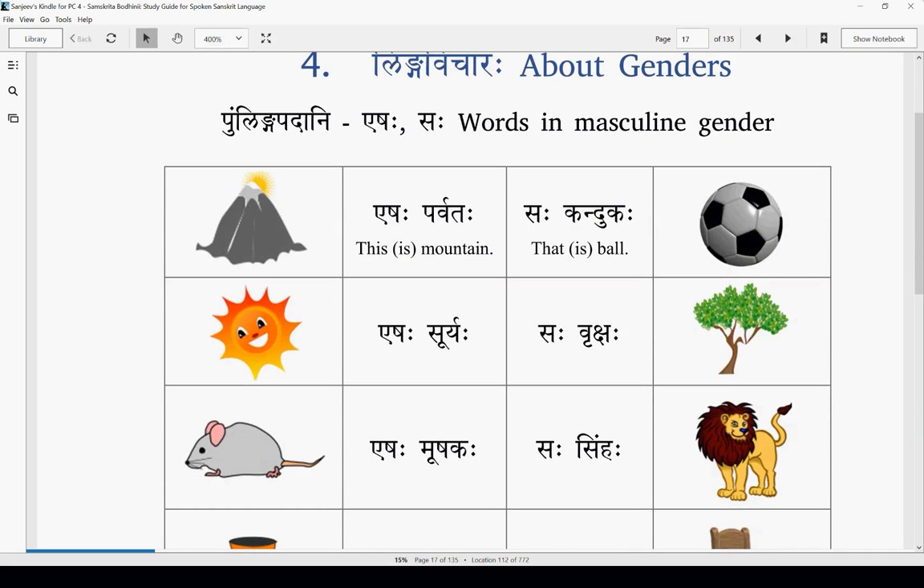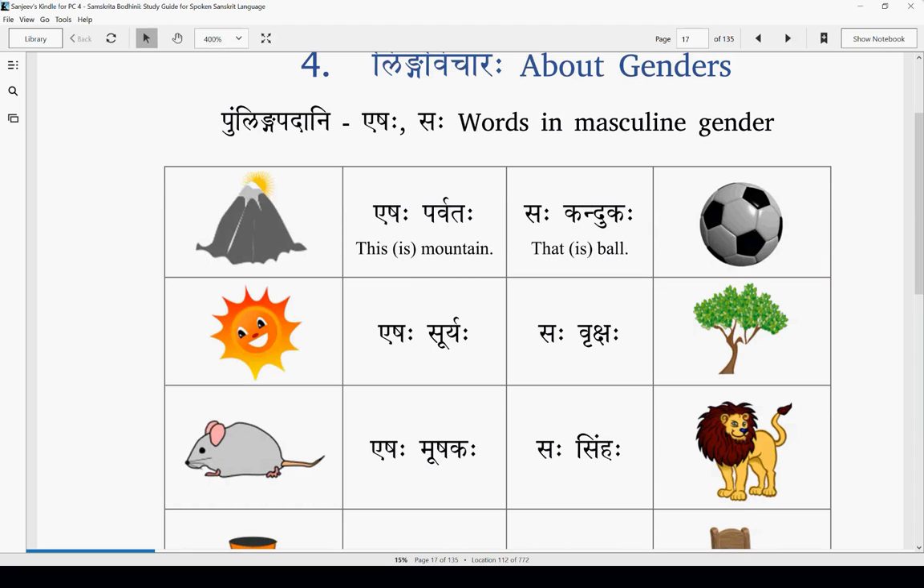So how do we know the genders? Mostly by practice. But sometimes we might also know about the gender with some other clues. That we'll discuss a little later. Esha Parvataha, Saha Kandukaha. So these are generally in the initial phase, initial step, we are studying simple words.